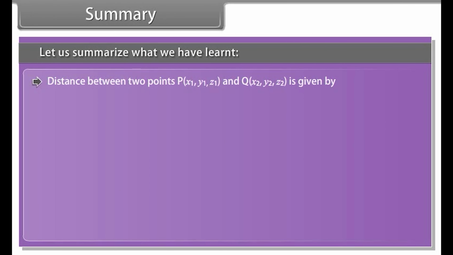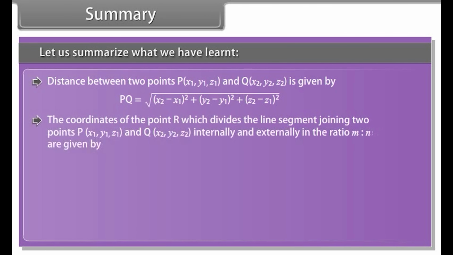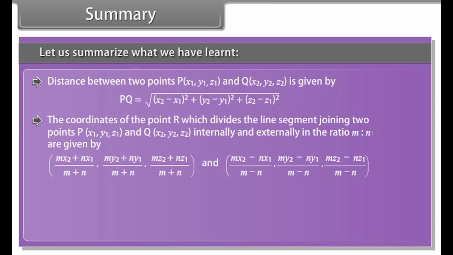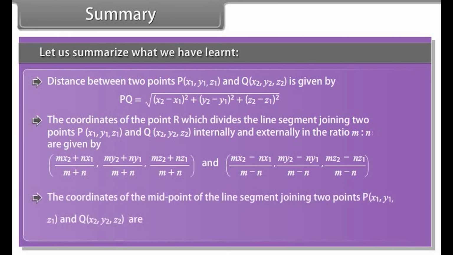Distance between 2 points P (x1, y1, z1) and Q (x2, y2, z2) is given by the formula. The coordinates of the point R, which divides the line segment joining 2 points P (x1, y1, z1) and Q (x2, y2, z2) internally and externally in the ratio m:n are given by the formulas. And the coordinates of the midpoint of the line segment joining 2 points P (x1, y1, z1) and Q (x2, y2, z2) are given as well.